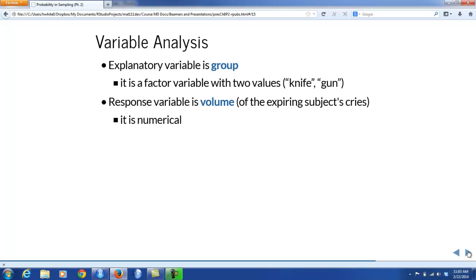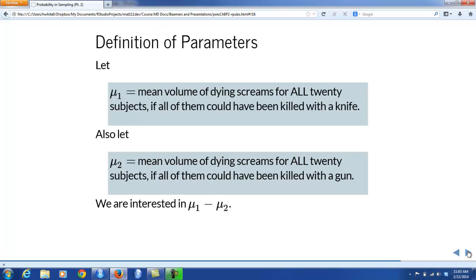And the response variable is the variable volume in the data frame, and this is supposed to be the loudness of the expiring subject's cries. Now that's a numerical variable. So let's think about how the parameters are going to go.